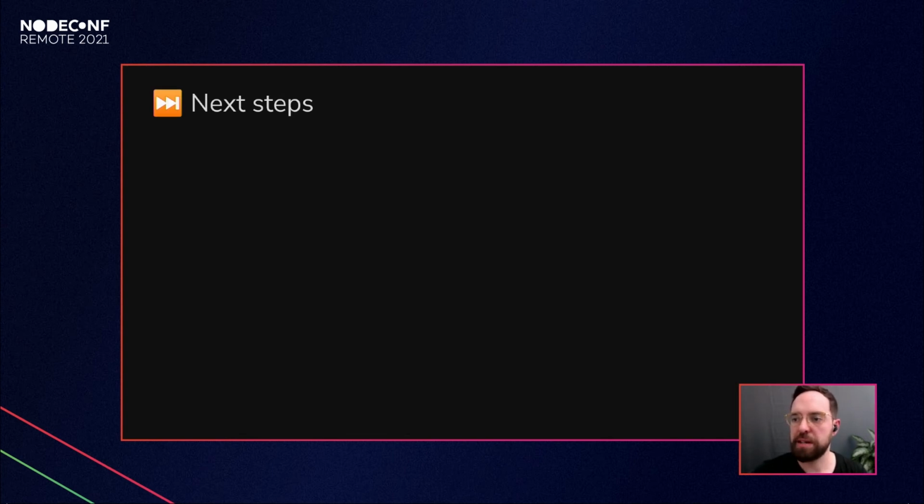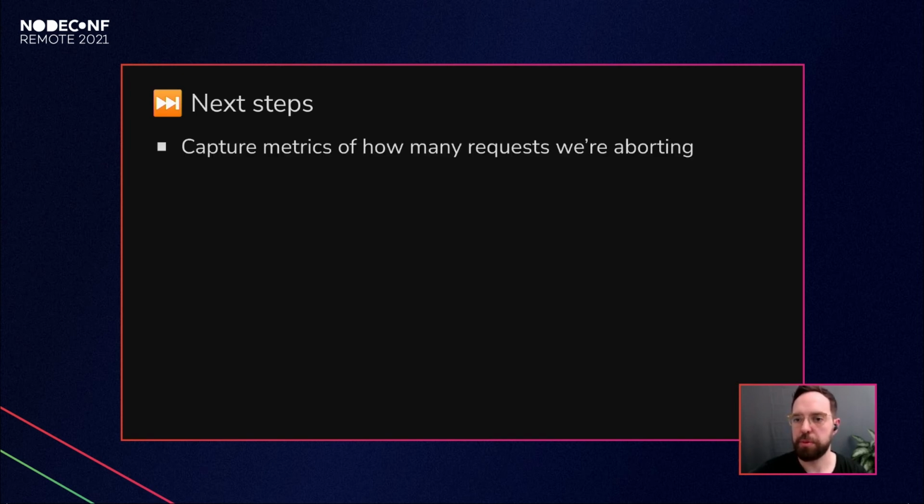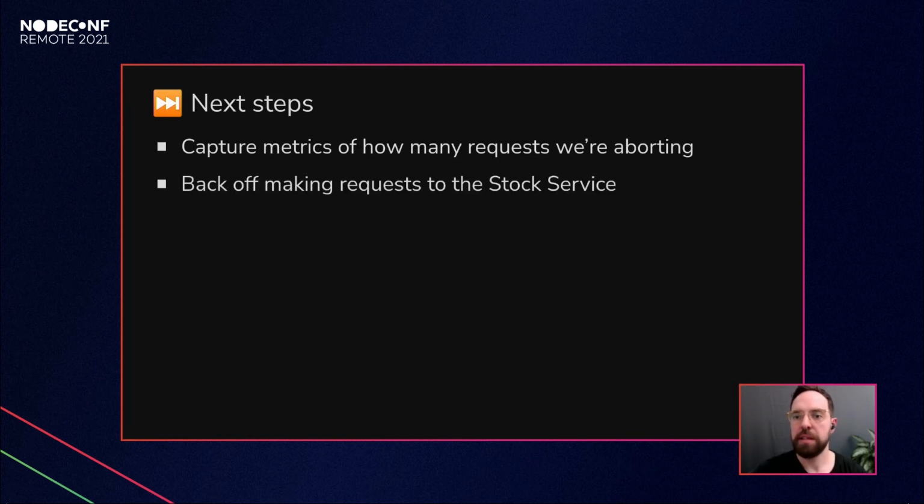The changes we've made have improved things, but most of the time, the requests fail early. So there's more work to do to fix Ice Cream Corp's problems. We could be capturing metrics of how many requests we're aborting. We could also be backing off making requests to the stock service. And really, we need to convince Ice Cream Corp to prioritize improving the stock service. But we can do that by showing them the data of what's happening and how many requests we're aborting and what impact that has on the user experience. But that's something for another talk.